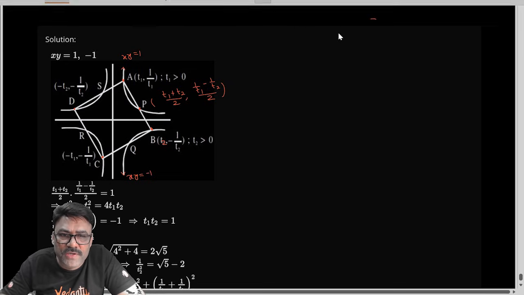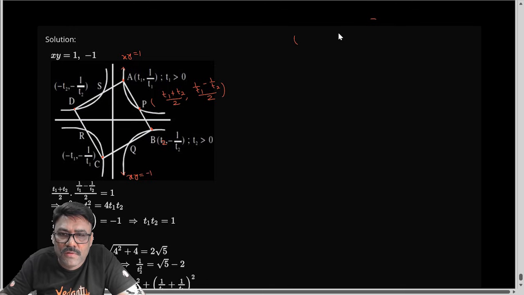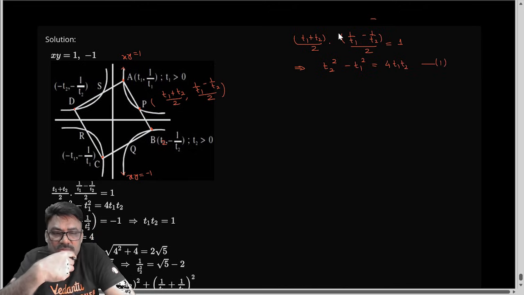So I'm putting the point P in xy is equal to 1, so T1 plus T2 by 2, then 1 by T1 minus 1 by T2 by 2. It should be 1. If I simplify it, I'm getting T2 square minus T1 square is 4T1 T2. Suppose it is equation number 1: T2 square minus T1 square is 4T1 T2.